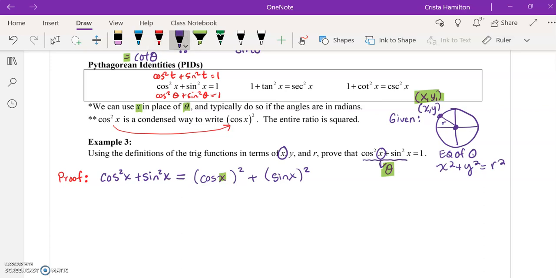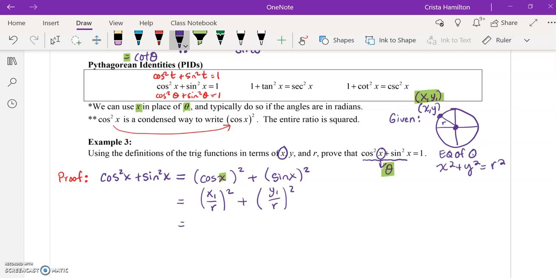Now, coming down, I'm going to do my substitution, and my substitution is that the cosine of the angle x is found by doing the adjacent over the hypotenuse, which would be the x-coordinate of the terminal point, which I'm calling x1, and then over r. And then we are squaring that, plus the sine is y1 over r, and then squared. So we make that substitution.